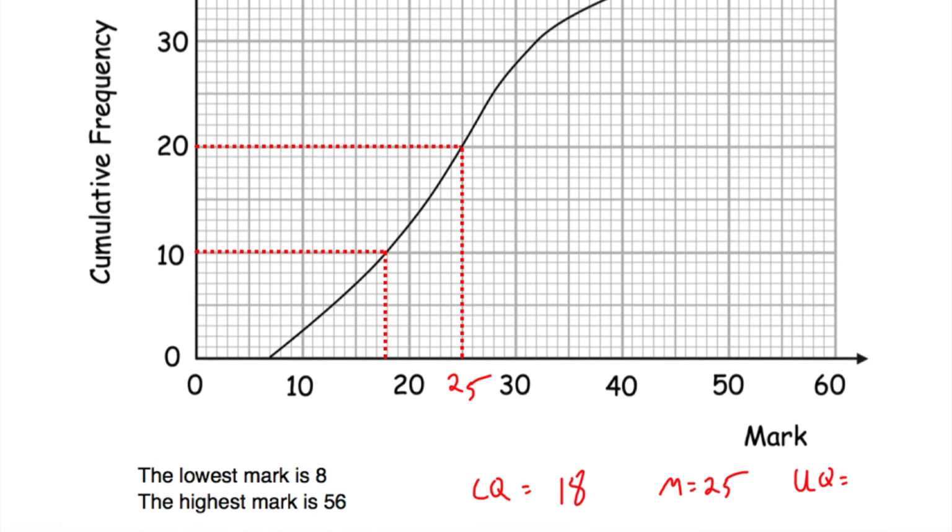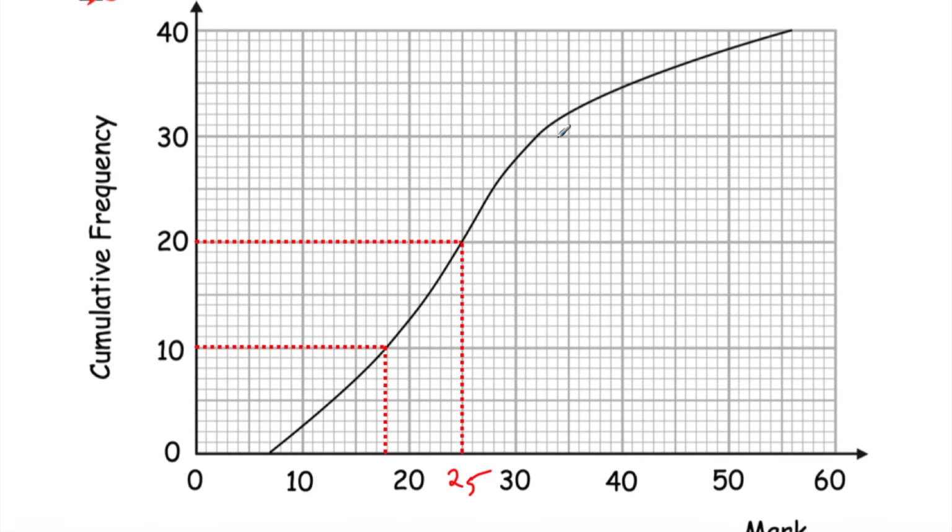And then in terms of the upper quartile, well, we're going to then go from 30 across and down, because 3/4 of 40 is 30. So our estimate for the upper quartile will be found by going from 30 across to the curve and down.